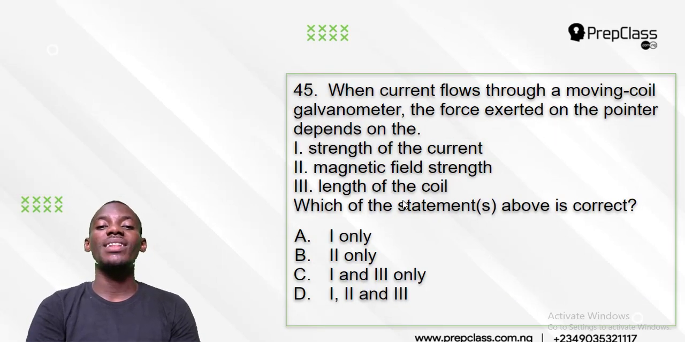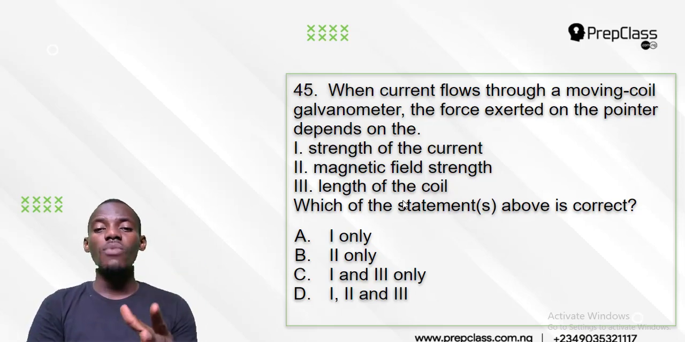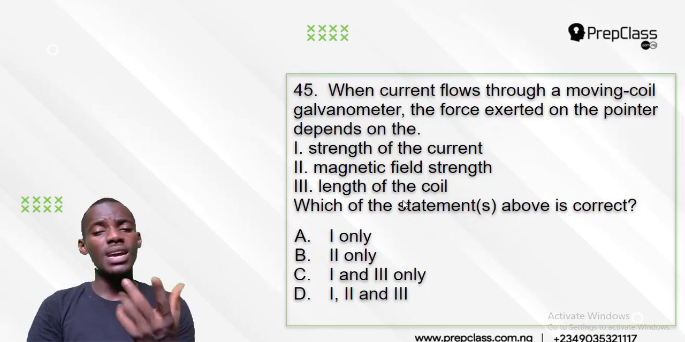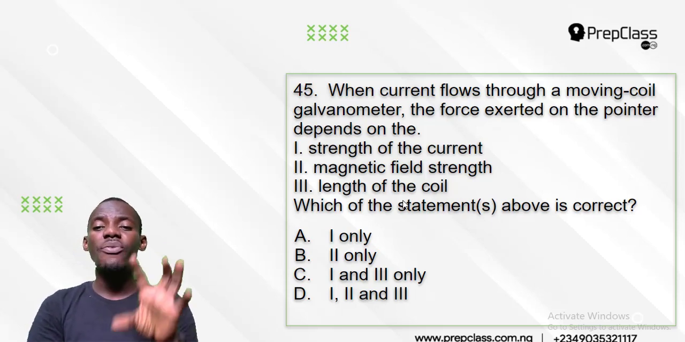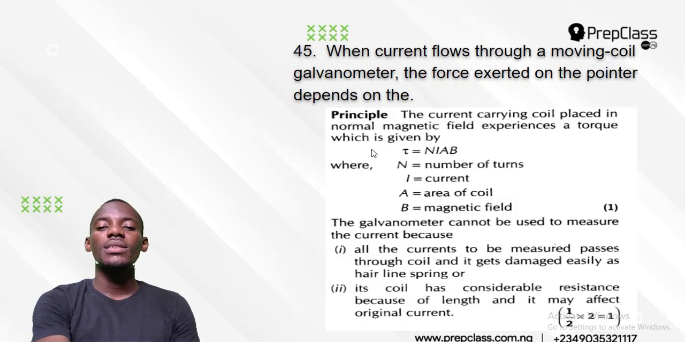Let's check out number 45, the last one. When current flows through a moving coil galvanometer, the force exerted on the pointer depends on what? Now, galvanometer depends on what? When current flows through a moving coil galvanometer, the force depends on what? Now, we must know that. Let's check it out. One, the principle.